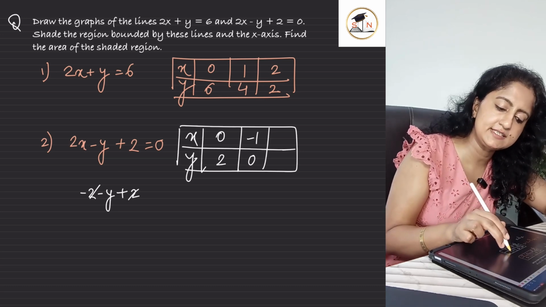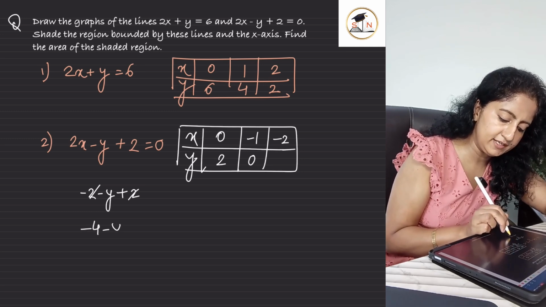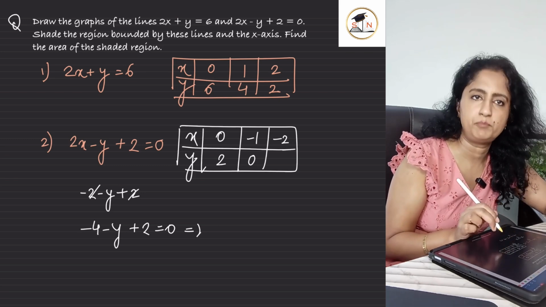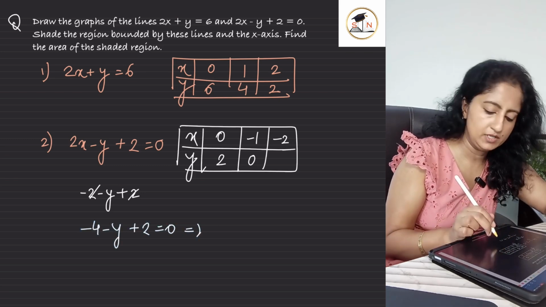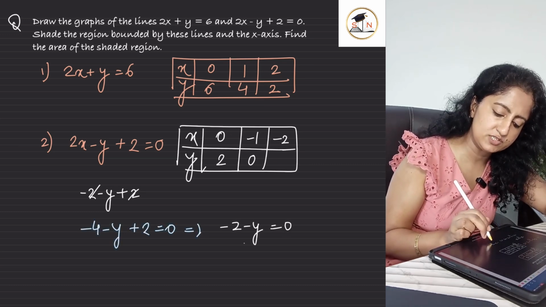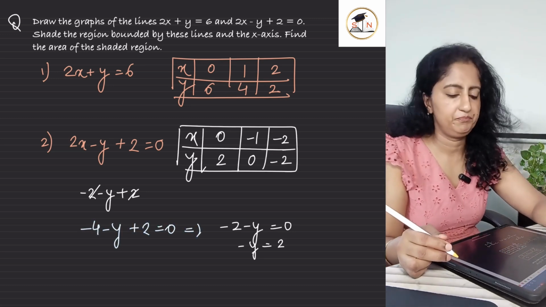Then if x is negative 2, what happens? Negative 4, negative y plus 2 equals 0. So that gives me negative 4 plus 2. That is positive 2. Sorry, negative 2. Negative 2, negative y equals 0. That leaves us with negative y equals 2. And y comes out to be negative 2 again over here, right?